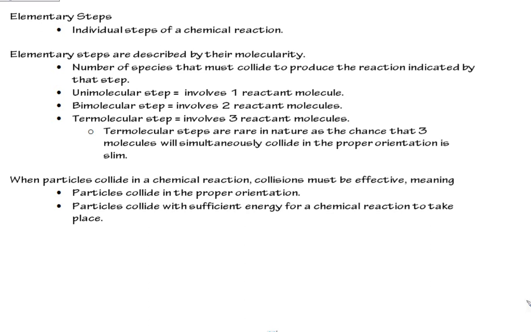We can describe these elementary steps by what's called molecularity. Oh boy, it seems like a fake word, doesn't it? Molecularity just refers to the number of particles or species that have to collide on the reactant side in order to produce the reaction of your elementary step, of your little mini reaction. So molecularity really does just refer to the amount of particles that have to collide to make the reaction occur. If you only have one reactant particle, we call it unimolecular.